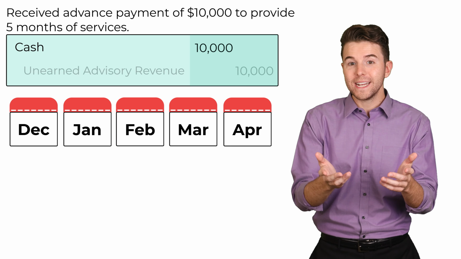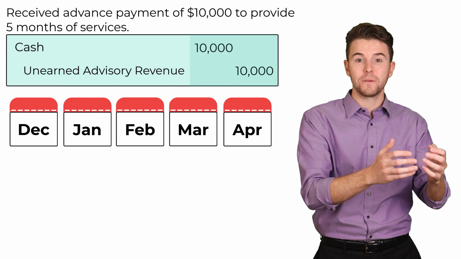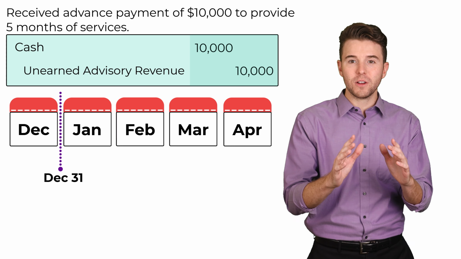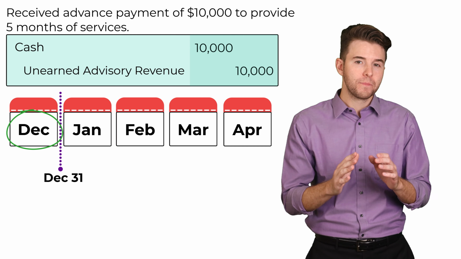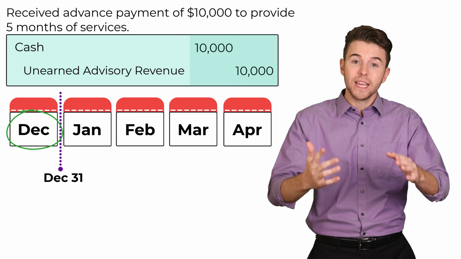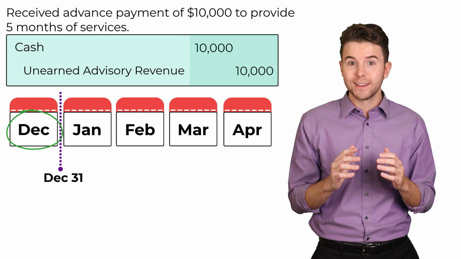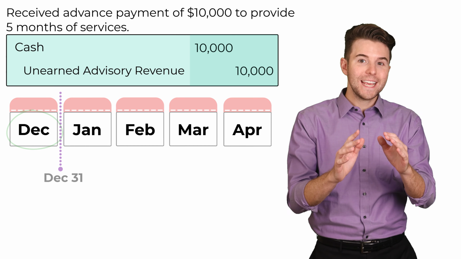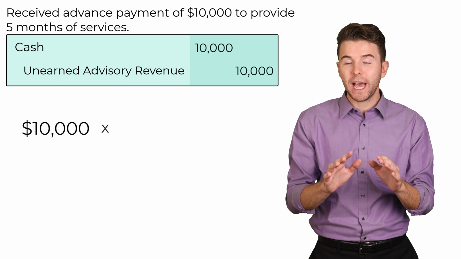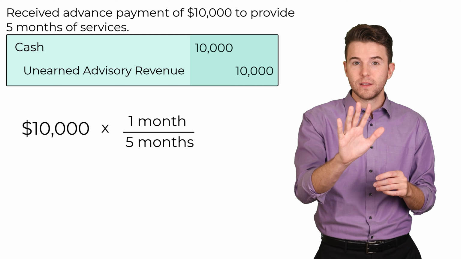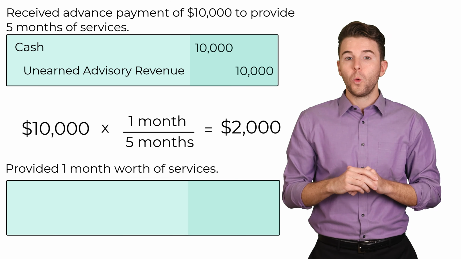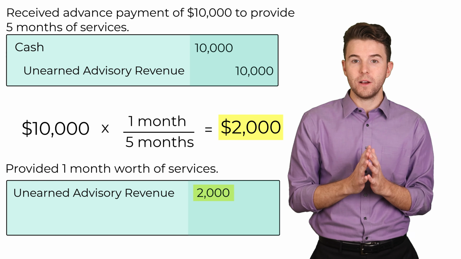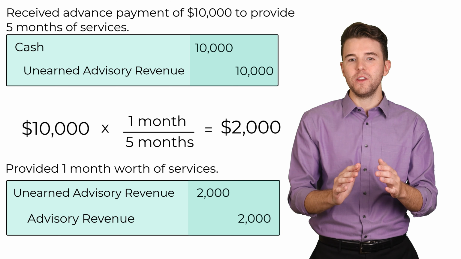Unearned advisory revenue is a liability account because we now have an obligation to provide services in the future. Fast forward to December 31st, and the company has now provided 1 of the 5 months of advisory services. Therefore, we have to record an adjusting entry to recognize the revenue we have now earned. To compute revenue earned, we take the initial $10,000 and multiply it by 1 over 5 months. This gives us $2,000 of revenue. To record the adjusting entry, we debit unearned advisory revenue for $2,000 and credit advisory revenue for $2,000.